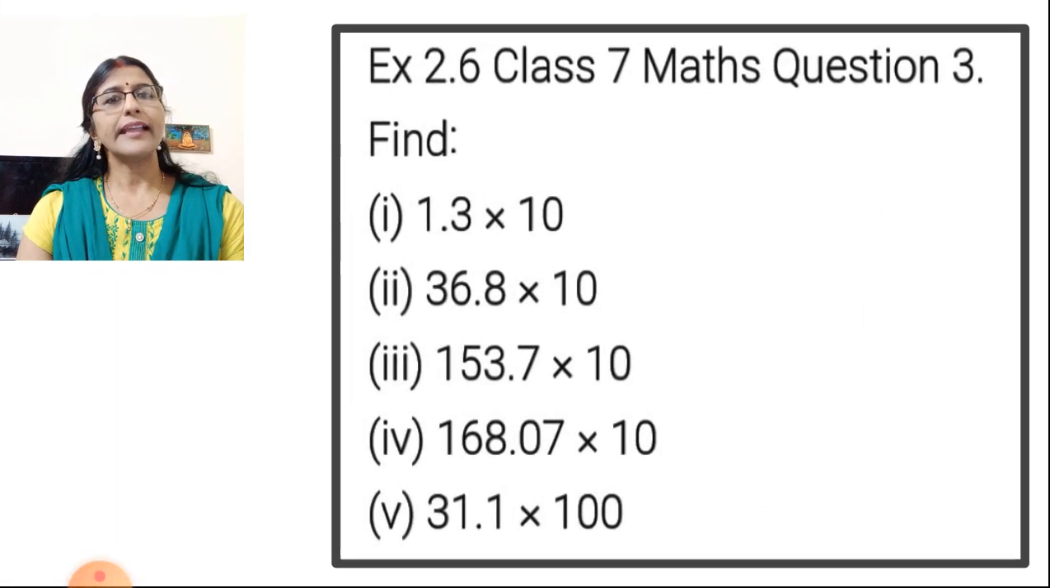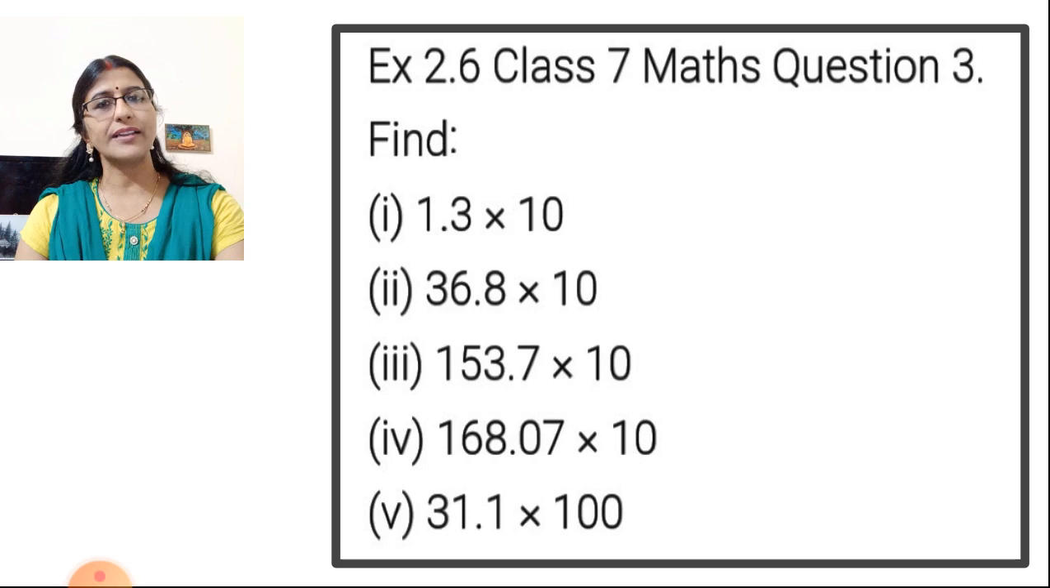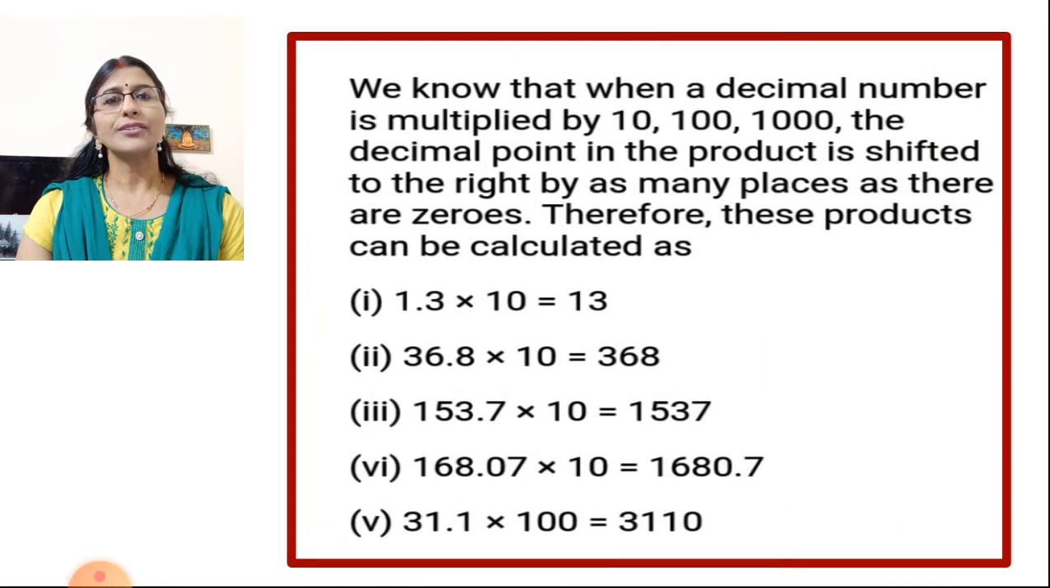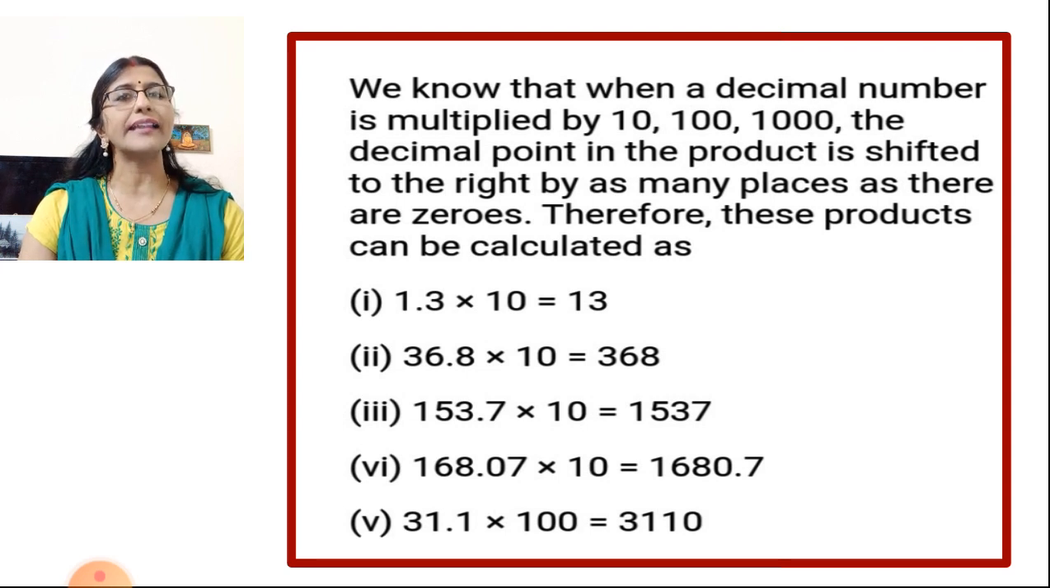Now the next question is find 1.3 into 10. These are all questions where decimal numbers are multiplied by 10, which we have learned just now, that when we multiply by 10, the decimal point will shift to the right by 1 place. So let us see how to solve it. It is very simple. So as we are multiplying all these decimal numbers by 10, when we multiply by 10, the decimal point will shift to the right by 1 place. So it is done here.